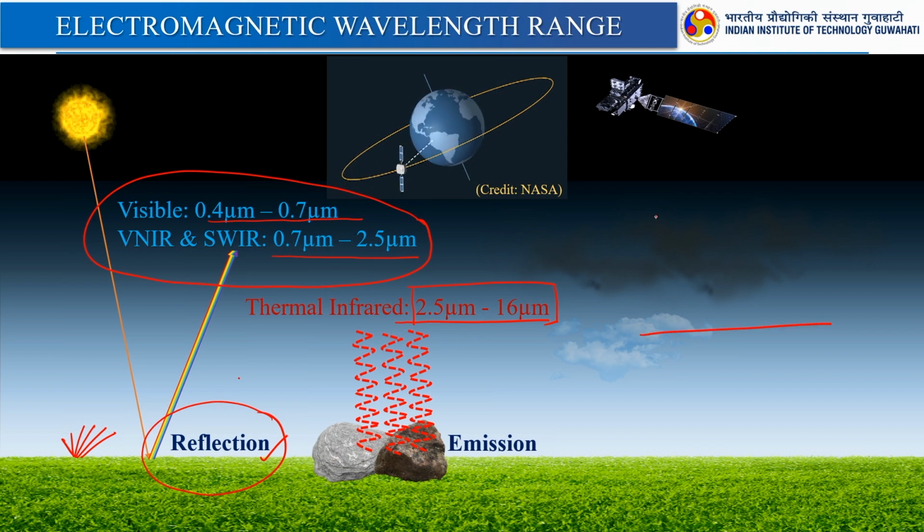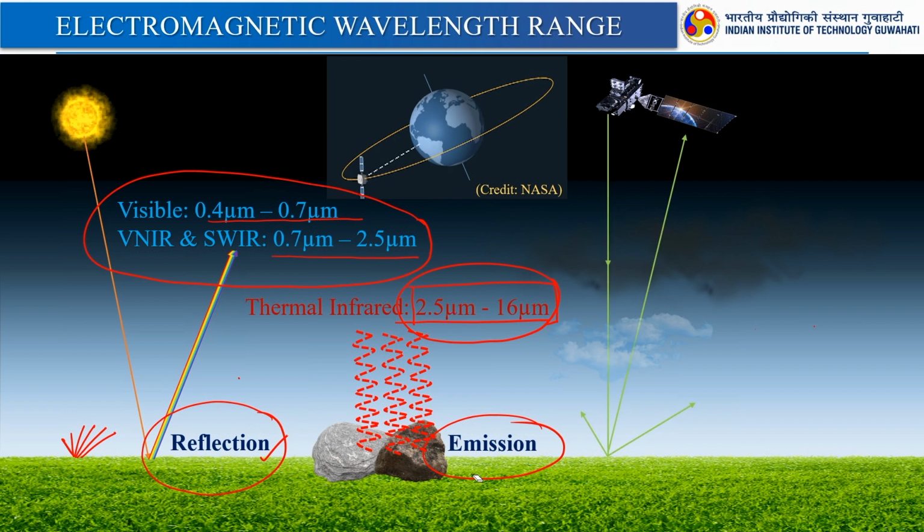So, what happens when an object receives the energy? There are different phenomena, right. Some of the energy will be absorbed, some will be reflected, some will be transmitted, right. So, if the material is absorbing some energy, it will release it at the longer wavelength to maintain the equilibrium with the surrounding. So, this temperature will be released, and this can be measured in the 2.5 micrometer to 16 micrometer wavelength range. So, we call it emissive domain, right.